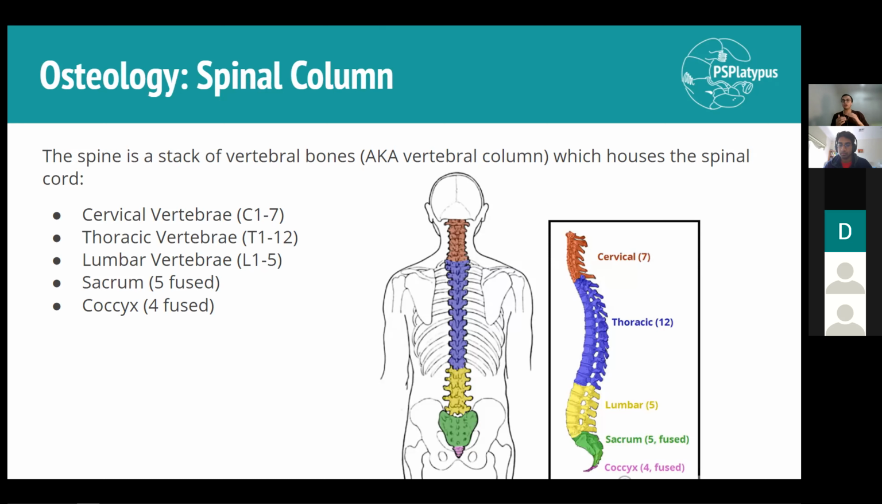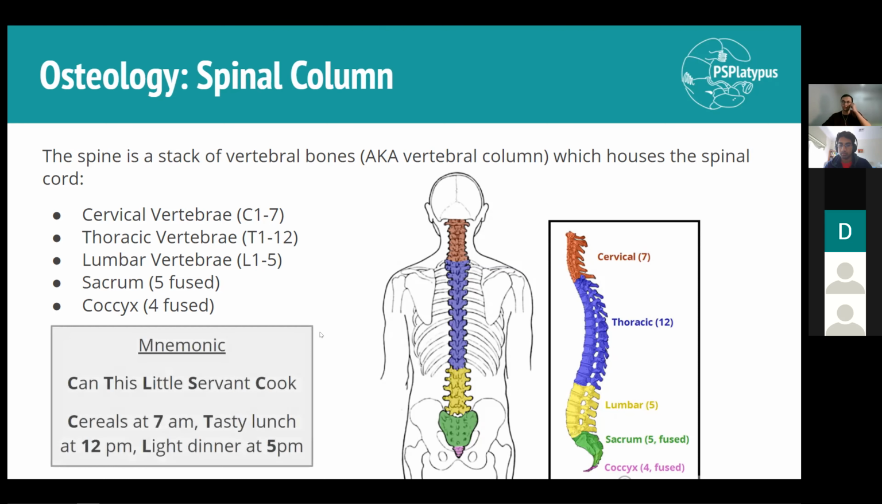We generally break up the spinal column into different segments: the cervical segment, thoracic, lumbar, sacral, and coccygeal. They each have different numbers of vertebrae composed inside them. What you can see here is a little mnemonic that a lot of people use to remember the order of these, because the first time you see it, it won't make sense entirely.